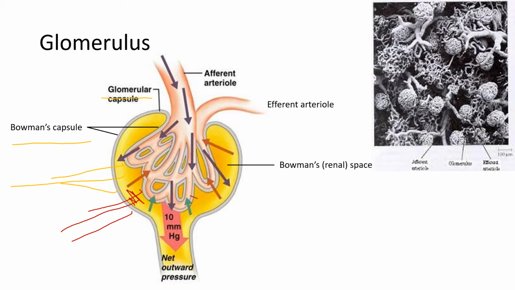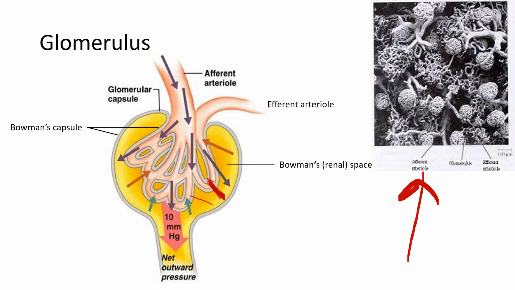So anything that gets pushed out of the blood gets pushed into this space and will eventually drain down here. It gets pushed out of the blood, forms the filtrate in this space, which will eventually drain down into the proximal convoluted tubule.